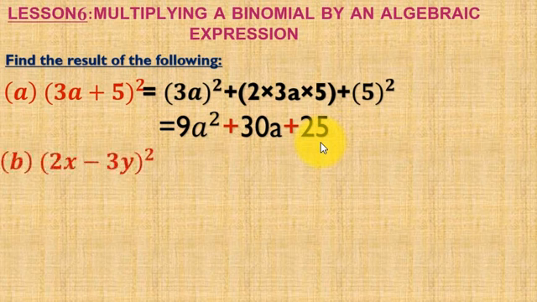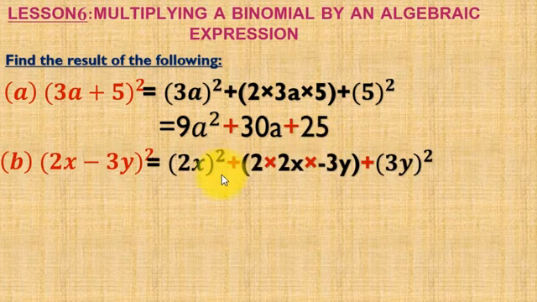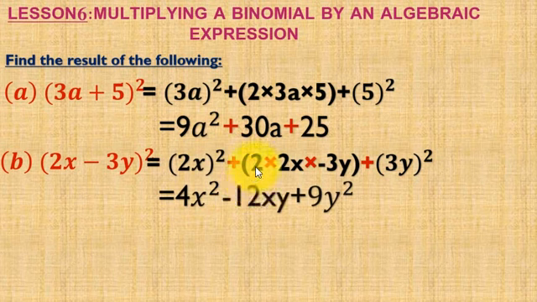Now, my dears, (2x minus 3y) all power 2. We square the first, which is (2x) all power 2. Then get 2 times 2x times negative 3y. After that, we write plus (3y) all power 2. (2x) all power 2 equals 2 power 2 x power 2, which is 4x power 2. After that, when we multiply 2 by 2x by negative 3y, we get negative 12xy. Then we square 3y, which is 9y power 2.